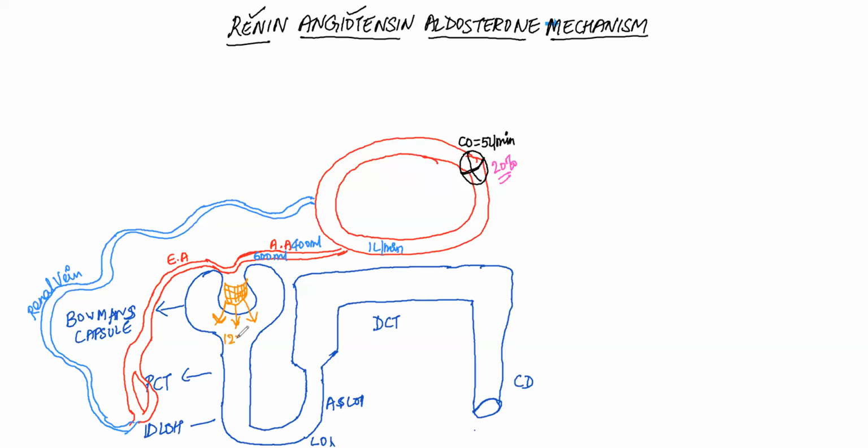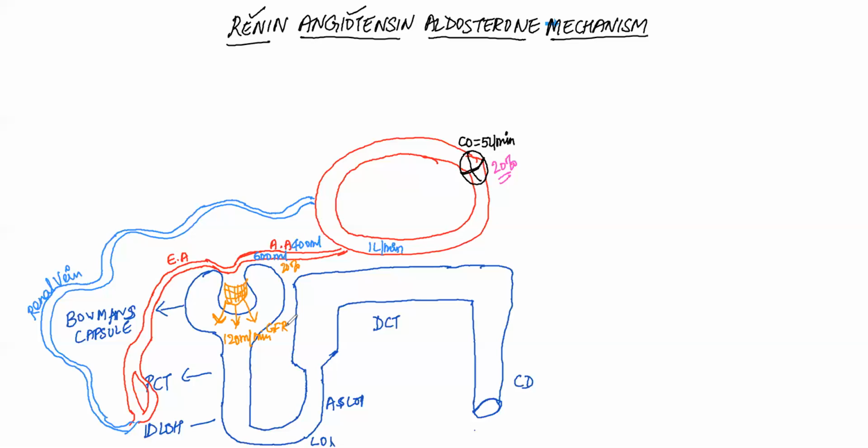So this 120 ml that you have got, 20% of the 600, is actually your glomerular filtration rate. So this is how you get your 120 ml per minute. This is not just a random number. It is through simple mathematics.